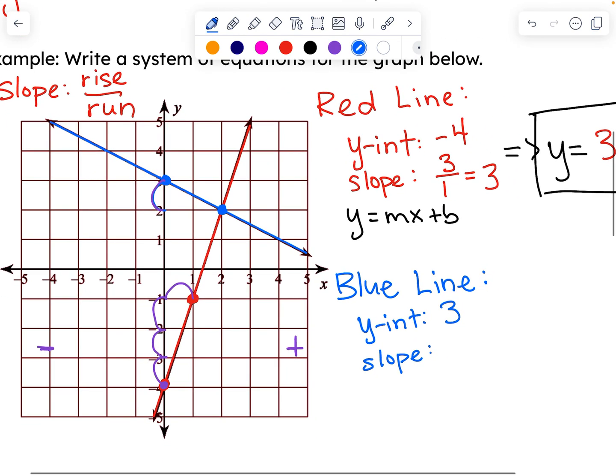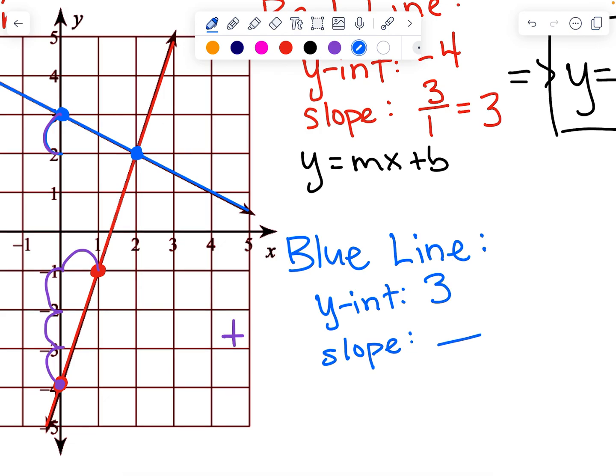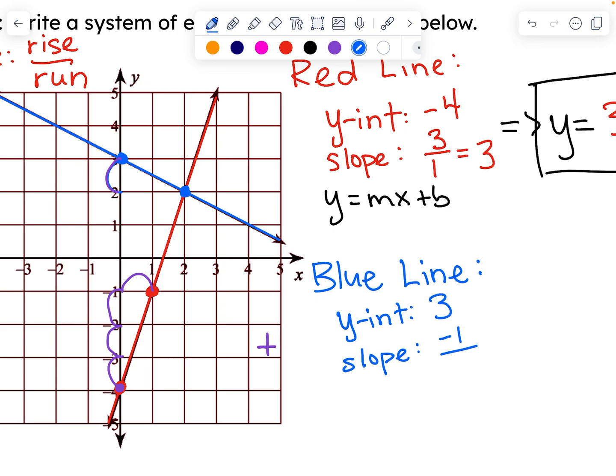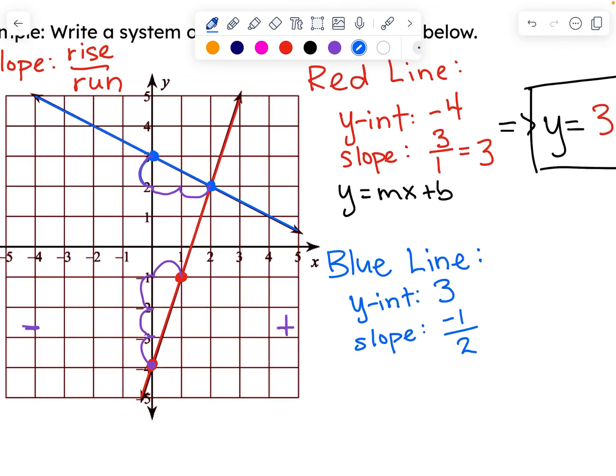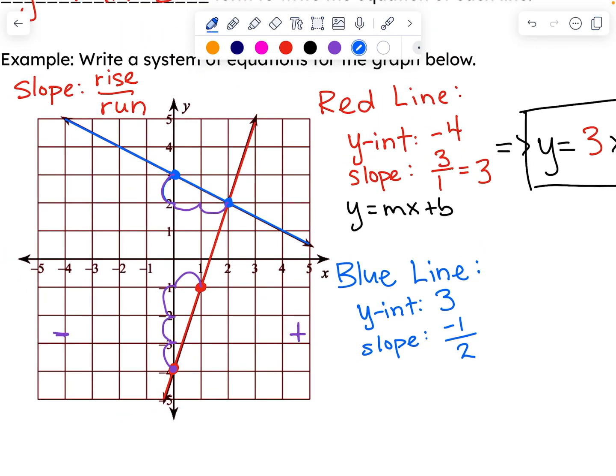So let's add that over here. The top of the fraction is going to be -1 because we went down 1. And now we're going to jump count over. We're going to go over 1, 2. So the bottom of the fraction, the run, is 2. So I get a slope of -1 over 2.